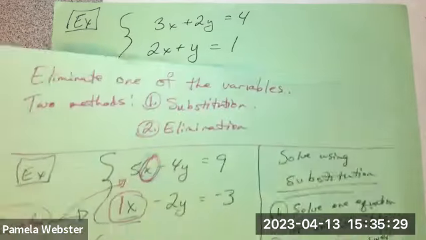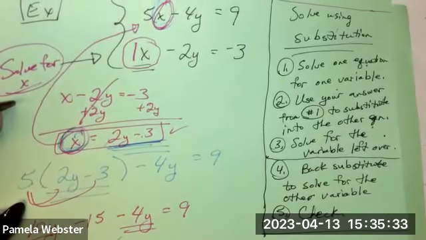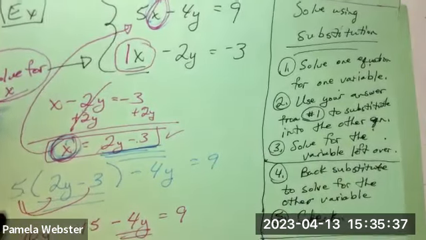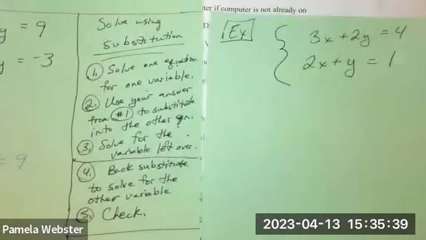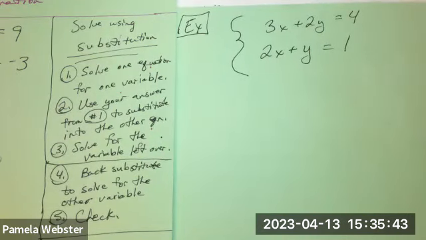They're right here. Solve one equation for one variable. Use your answer from number 1. Solve for the other variable. Back substitute. So I'm going to sit them right there side by side. Go ahead and pause your video, work through it, and see if you can get there. And then when you're done, push play again.